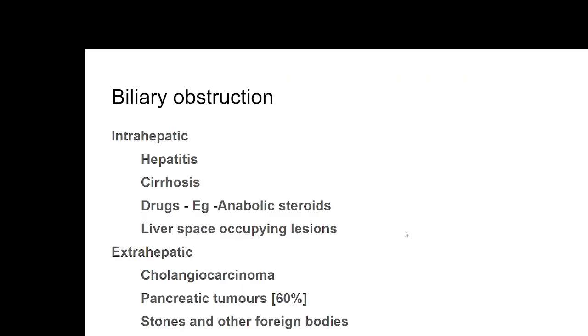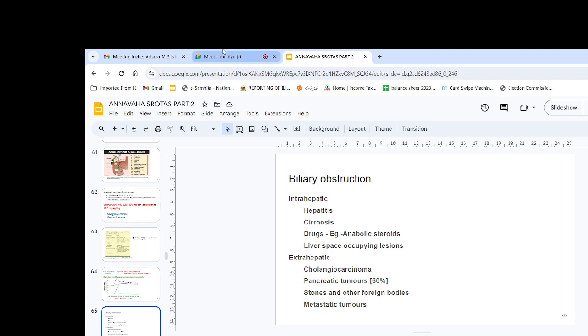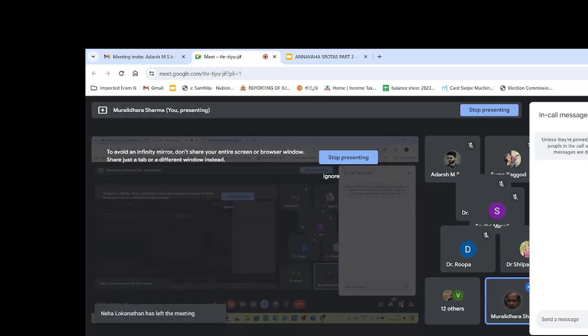With this we will conclude today. We will continue in the next session about biliary obstruction and its complications and causes as such. If there are any questions, we will try to answer.